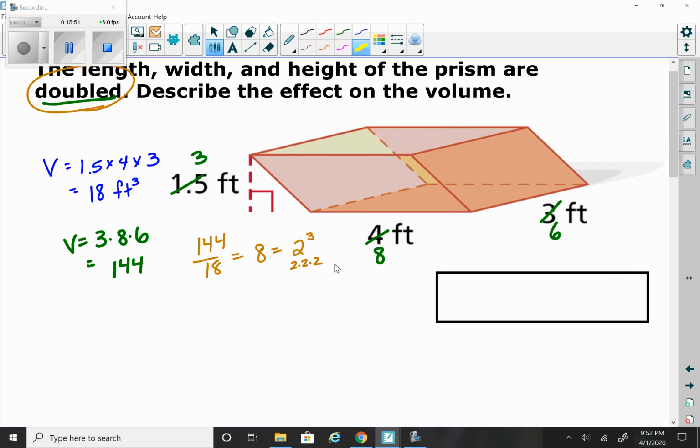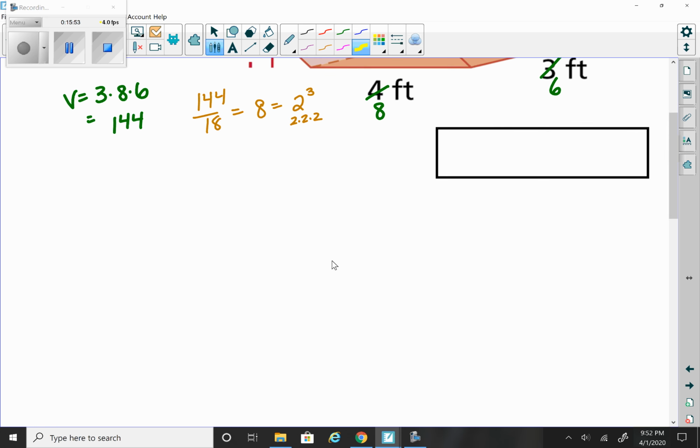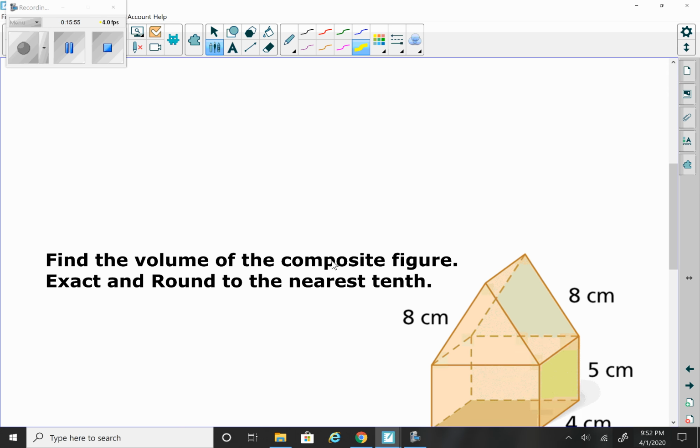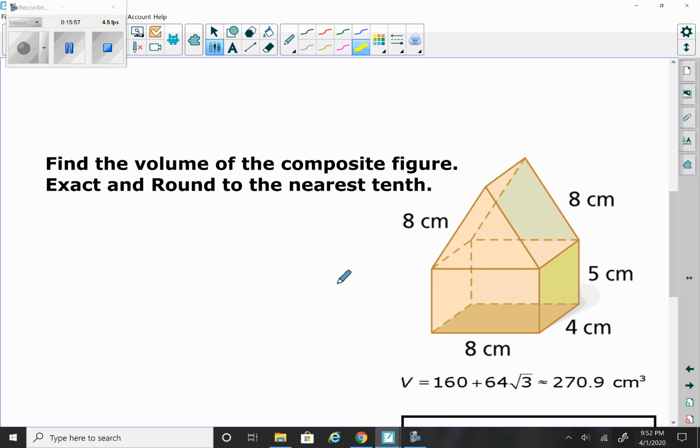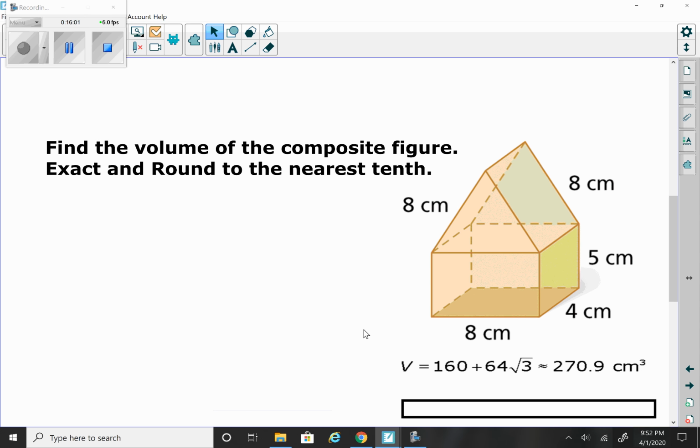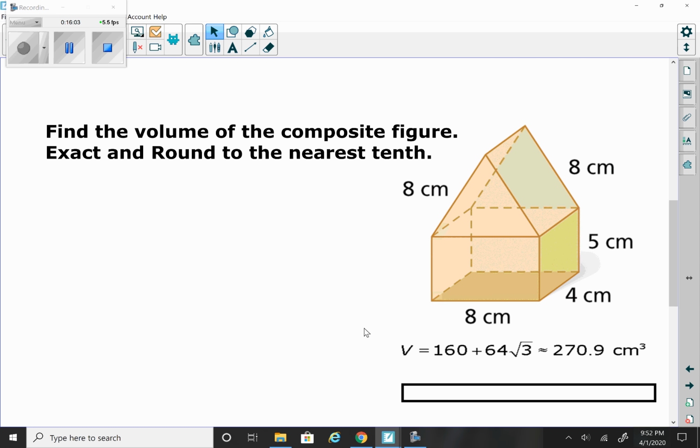And then finally, my last problem here for today is a composite figure. It says find the volume of the composite figure, round to the nearest 10th. Oh, and exact. Oh, and don't you love that I put the answer on the screen for you? Okay, so I'm going to walk through this one with you. I'm going to start with the volume of the prism at the bottom, the box.